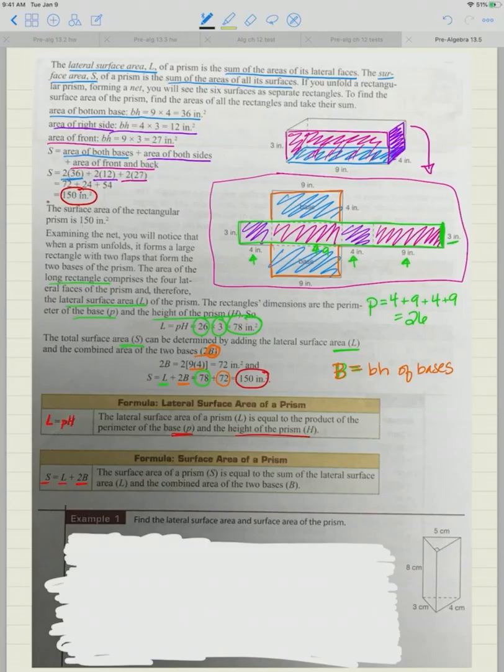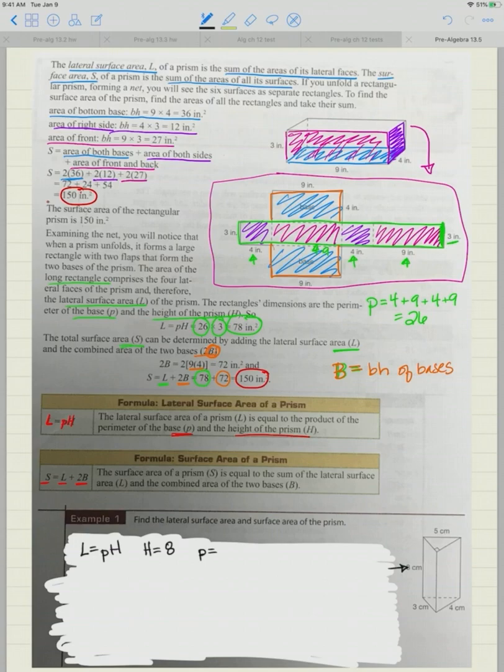All right, so let's look at that in example number 1. Find the lateral surface area and surface area of the prism. This is a triangular prism. Big L is equal to little p times big H, so we want to determine little p and big H. First of all, what's the height of this prism? There's the height, 8 centimeters. H is equal to 8. What is little p again? It's the perimeter of the base.